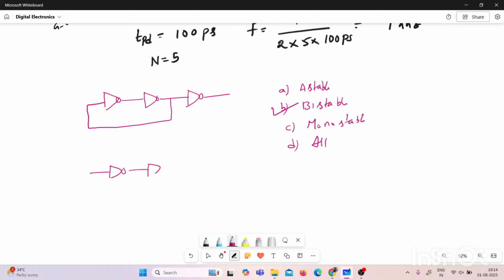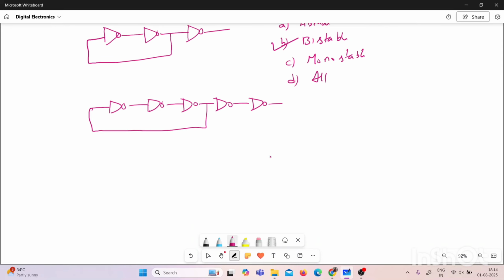In this question, there are 5 NOT gates given, but there is a feedback from the third NOT gate. And what is the time period of the generated waveform? Obviously, it will generate a clock signal, but what is the time period? Since there is a feedback from the third, the frequency will be F is equal to 1 by 2 into 3 TPD. Here, there is an odd number of inverters connected in feedback. So how many? That is 3. So 1 by 2 into 3 TPD. That is, the frequency is 1 by 6 TPD, which is the answer.